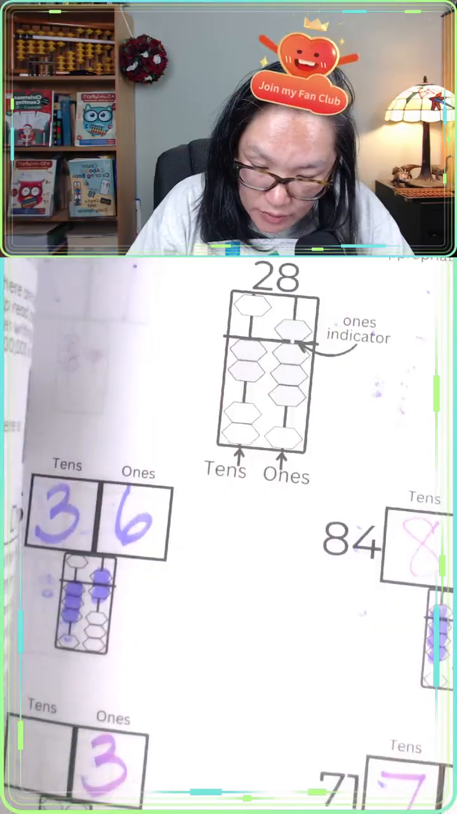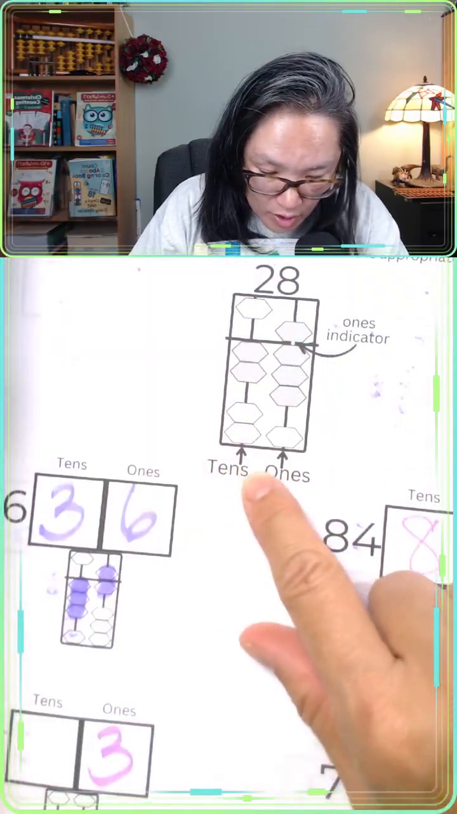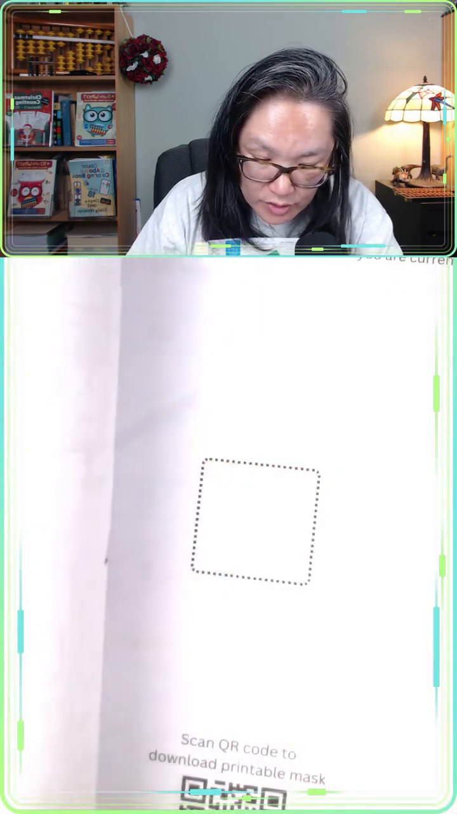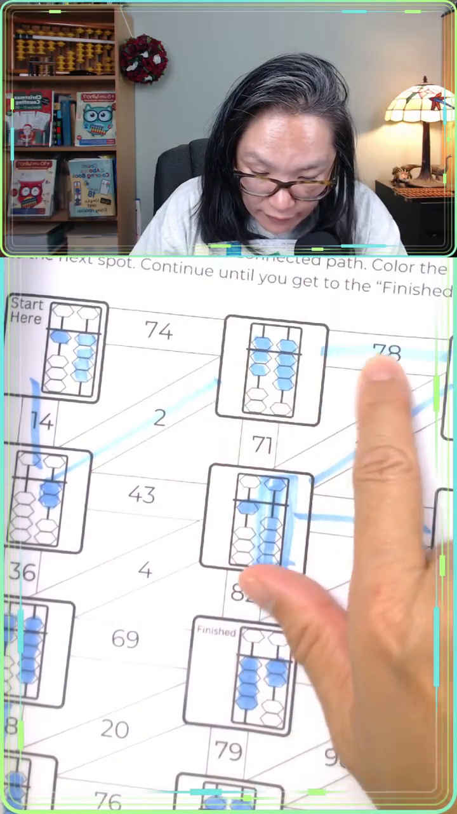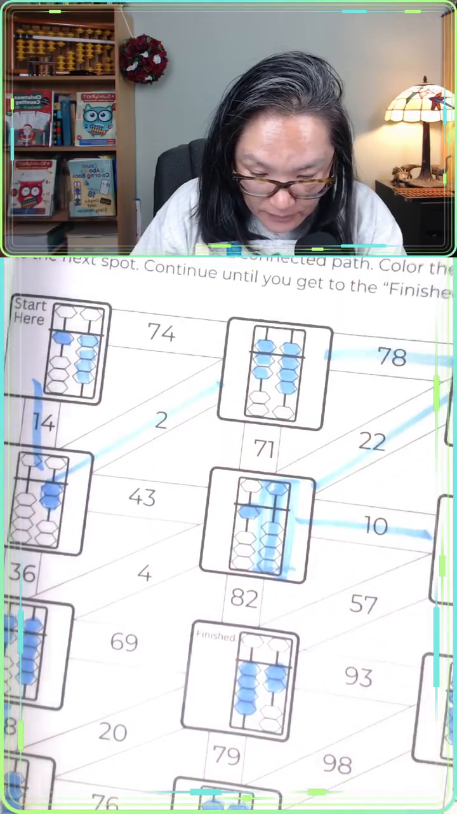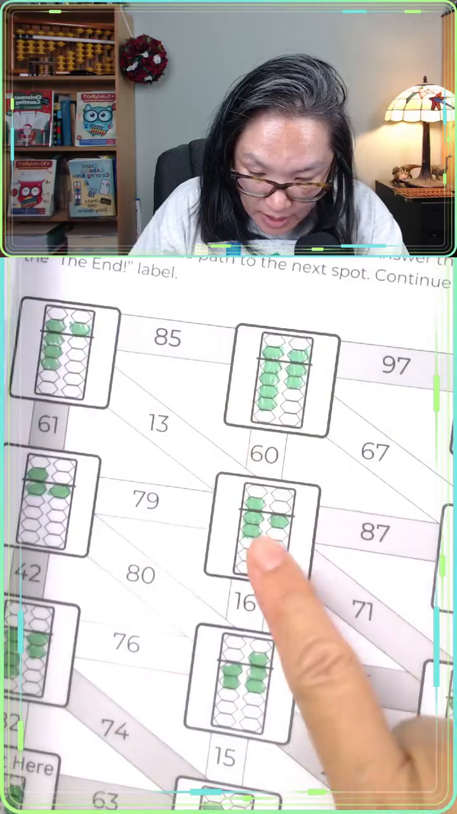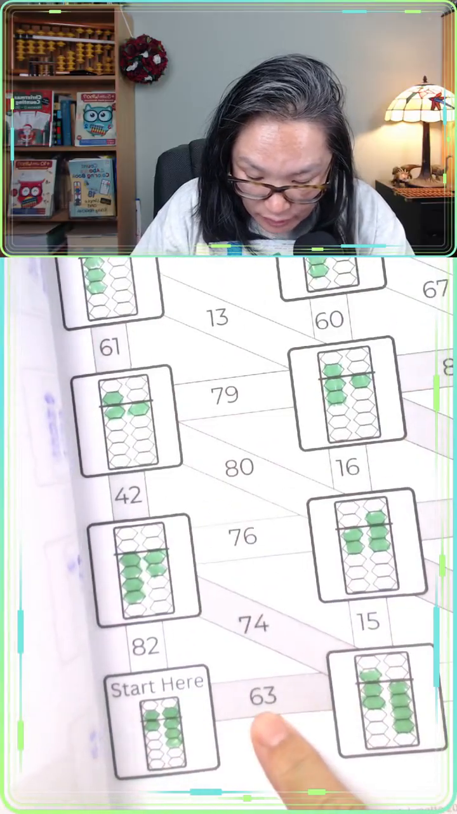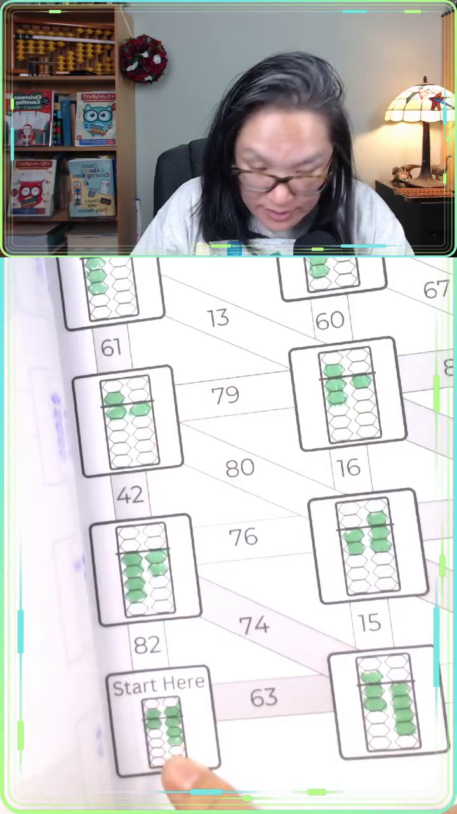Again, I teach you how to read the abacus with the 2 digits, and then we talk about the 2 columns. After the 2 columns, you start practicing how to read it. I give you the number, and then you have to find the path to the answer. And then there's the reverse maze. The reverse maze is, I give you the path, I give you the number, but you have to color in the abacus.